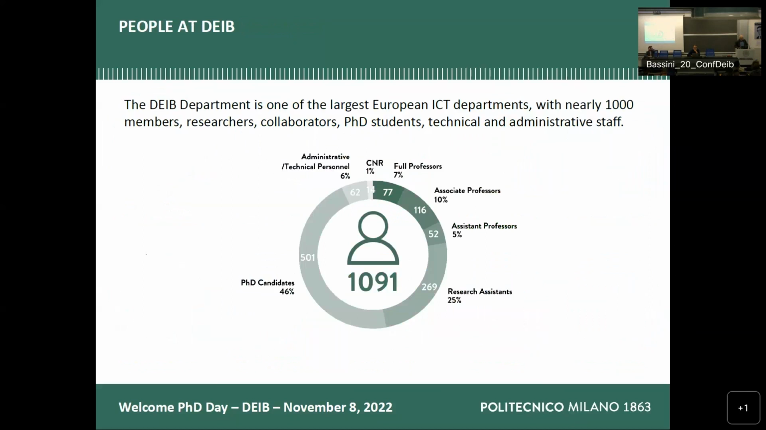At this moment, the DEIB community is composed of more than 1,000 people, and roughly speaking, half of them are PhD students, you and your colleagues. A quarter is composed of the faculty and the technical and administrative staff, and the other quarter is composed of research assistants, what in Italian is normally called assegnisti di ricerca.